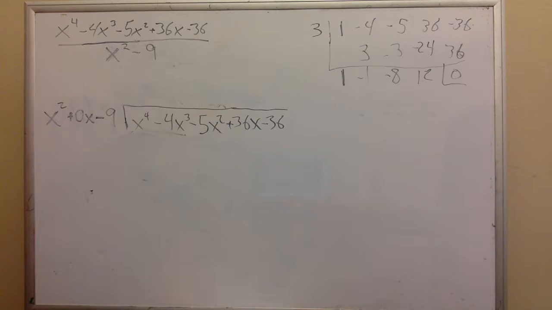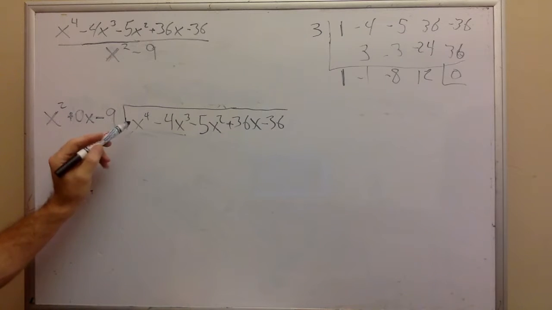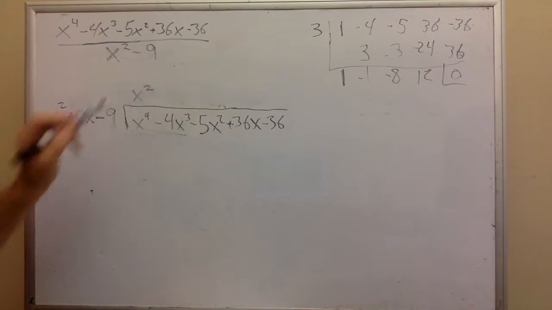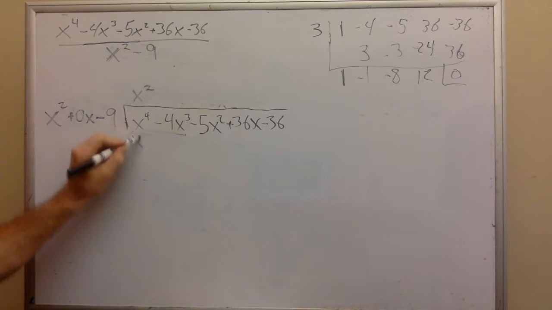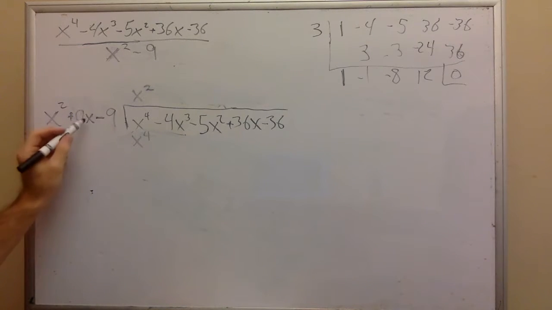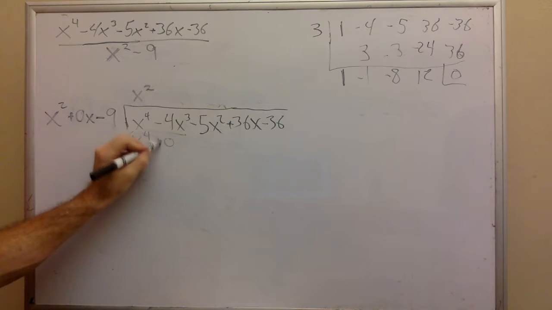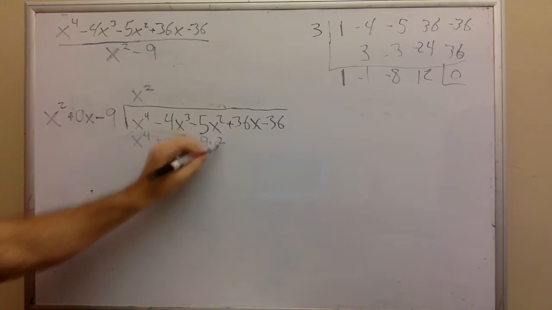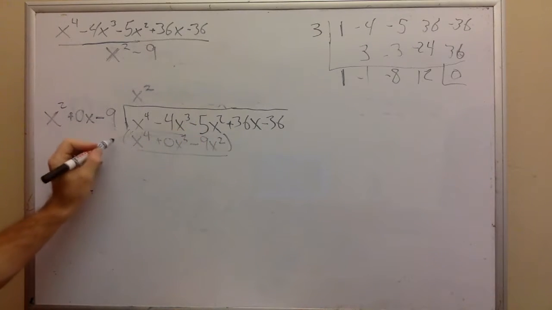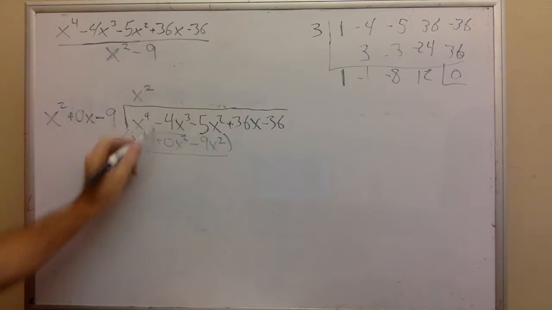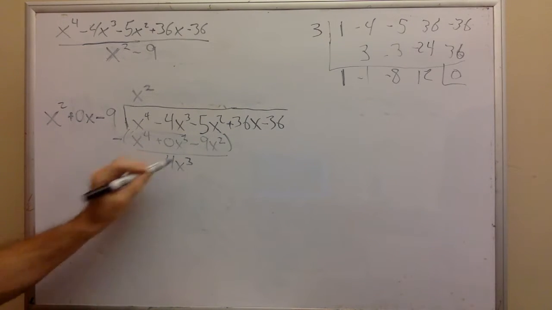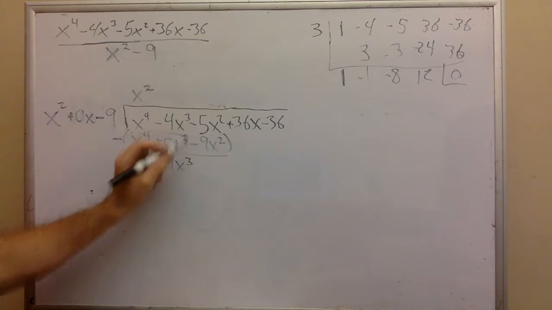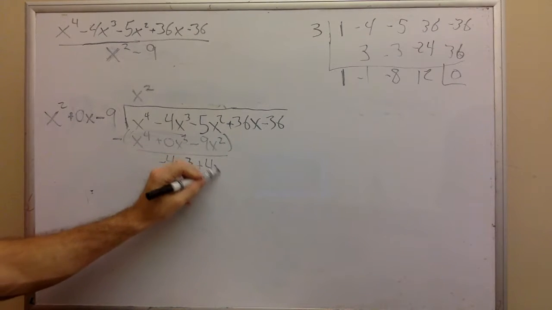Great. So just like we've done before, I have x squared. I need to get to x to the fourth. So that's going to be another x squared. Good. So that's x to the fourth. Then that's 0x to the third. And then minus 9x squared. I'm going to subtract. These disappear. I have my negative x to the third. And here I'm basically adding 9x squared to negative 5. So that's plus 4x squared.